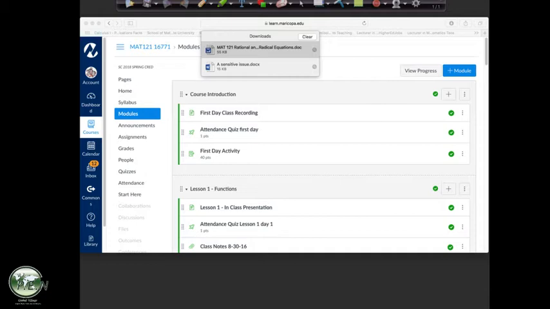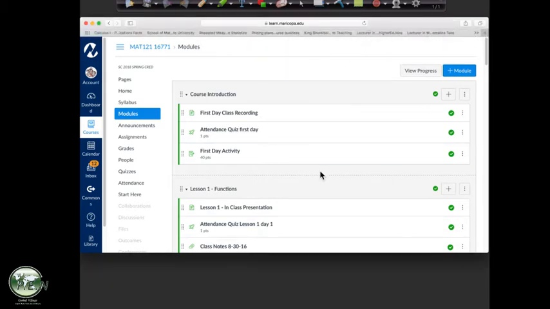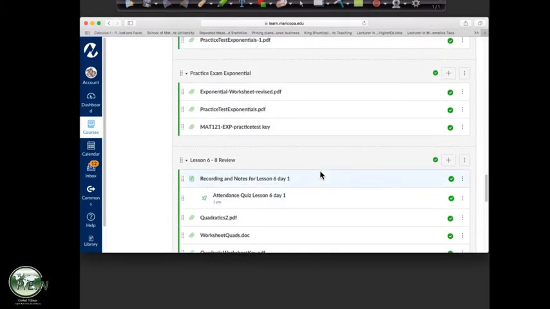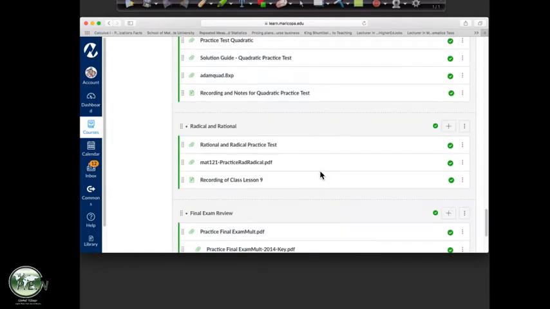Okay. So today we will discuss everything that will be on the take-home test and the final exam that's from lesson 10 or unit 10, whatever they call it, the last one. And so I'm going to show you, this is Canvas, and notice I'm in the modules section. So what you want to do is scroll down almost to the bottom. Then there's this rational and radical practice test.